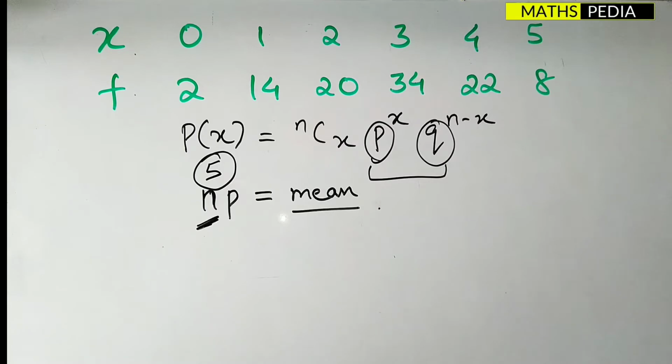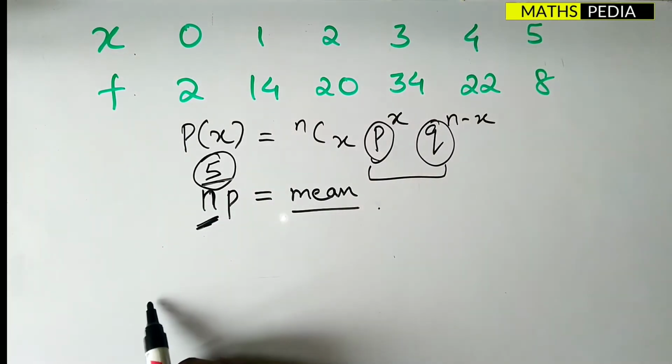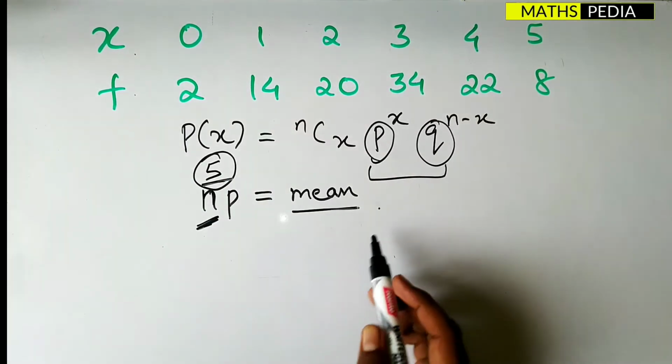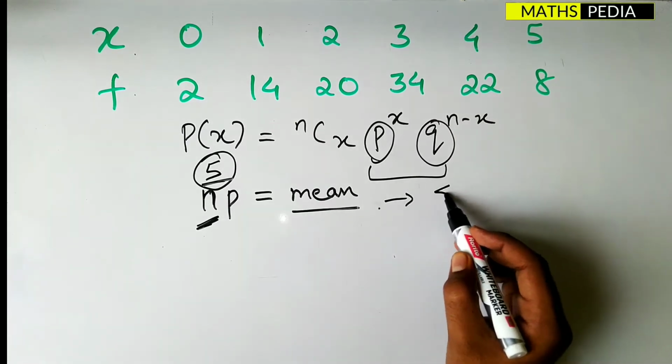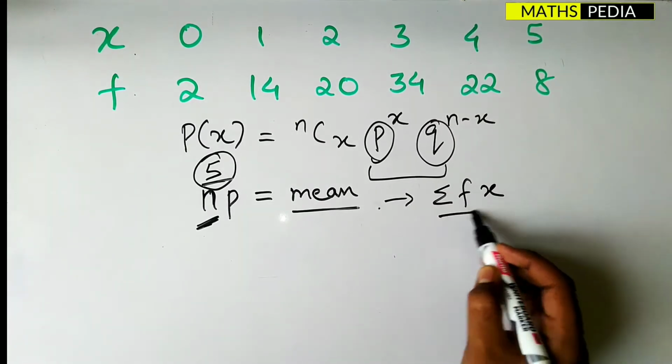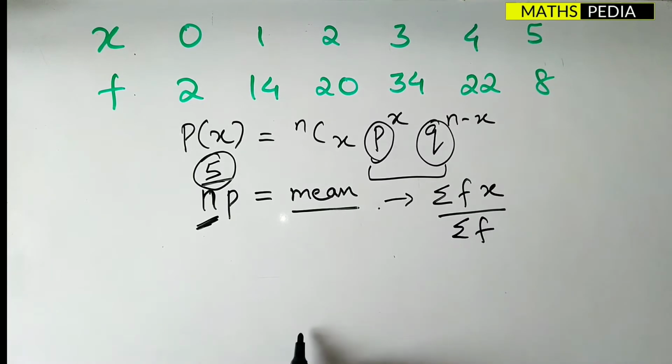In the previous problems we solved, the experiment was known: 5 identical coins. That means we had taken n as 5. But in this case the experiment is not known, therefore we will take it as 5. Now, how to find the mean? The same formula: mean is equal to summation of f into x divided by summation of f.